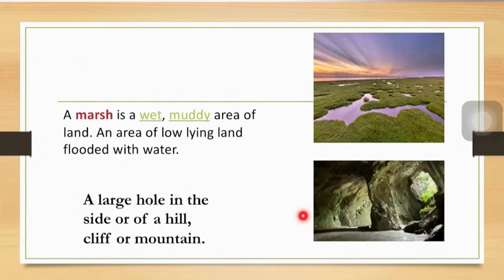Now, the next and the second word is cave. What is a cave? Cave is a natural hole in the hill, cliff or mountain. What is a cave? Cave is a natural hole, as you can see in the picture. This is a natural hole which is present in mountains, cliffs or hills. As you can see, these are the caves.